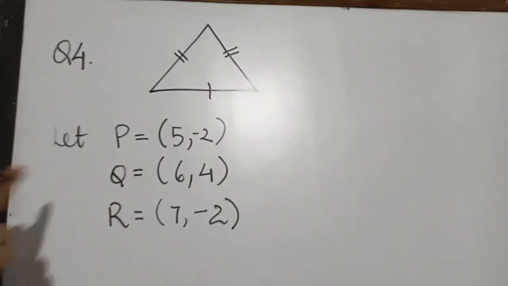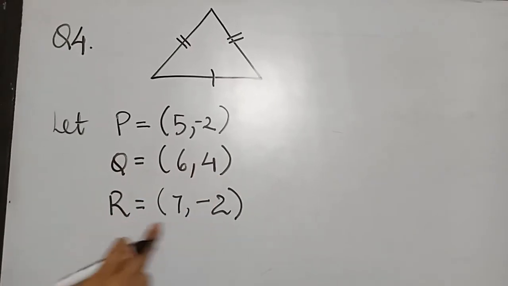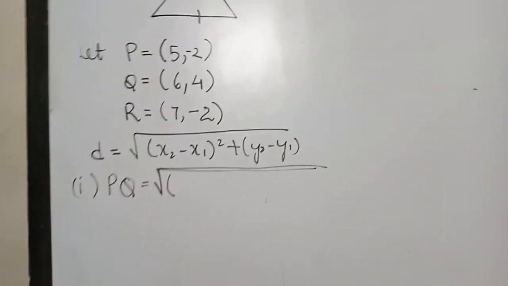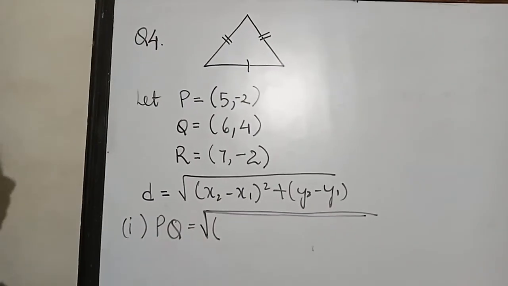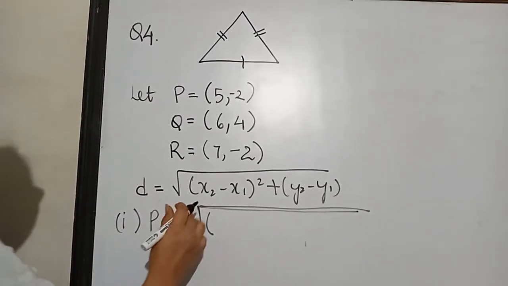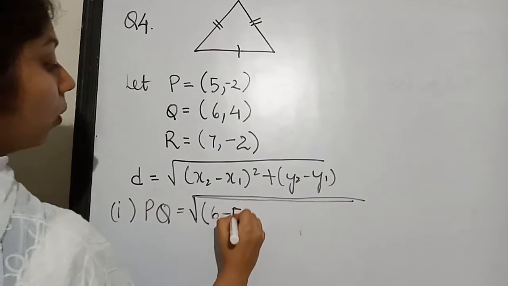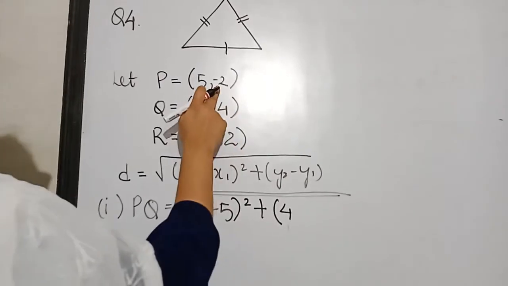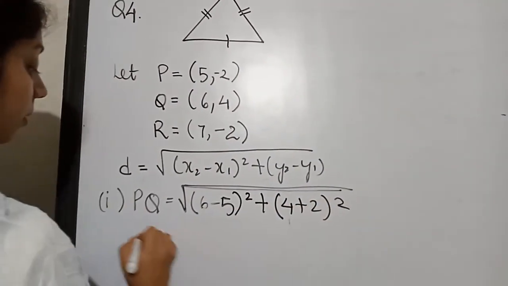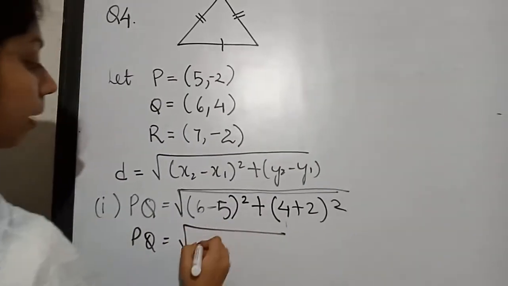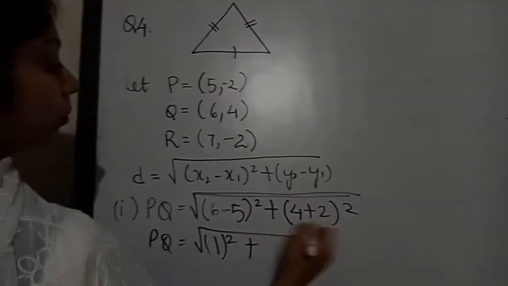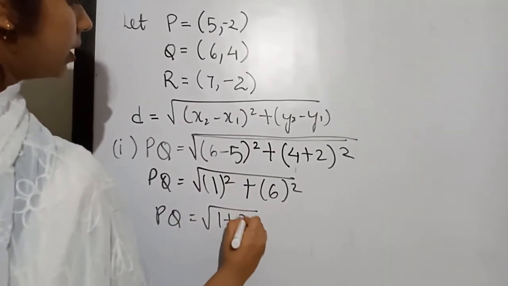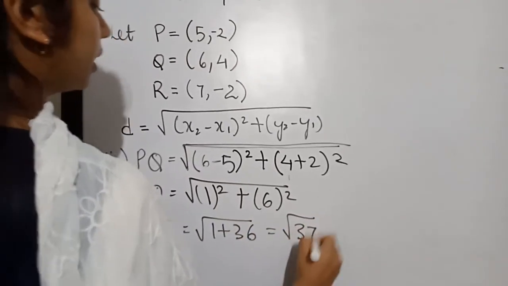Now let us assume that P is (5, minus 2), Q is (6, 4) and R is (7, minus 2). First let us find out the distance between P and Q. The distance formula is root of (x2 minus x1) whole square plus (y2 minus y1) whole square. So PQ, x2 minus x1, that is 6 minus 5 whole square plus y2 minus y1, 4 minus of minus 2 will give you plus 2, whole square. PQ is equal to whole root of (6 minus 5 is 1) whole square plus (4 plus 2 is 6) whole square. PQ is equal to under root of 1 plus 36, which is equal to root 37.